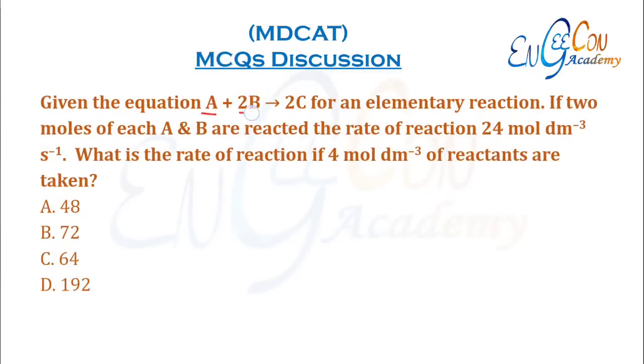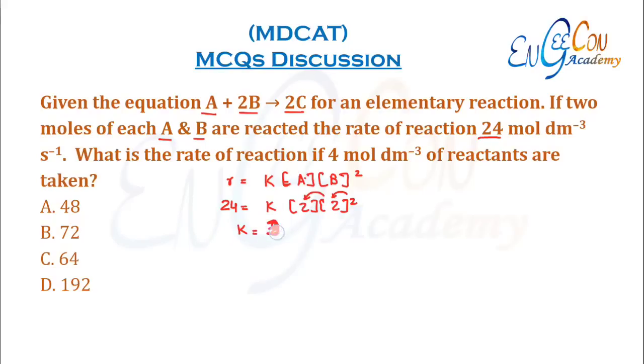Given the equation, A plus 2B forms 2C for an elementary reaction. So for an elementary reaction we can write rate is equal to rate constant into A raised to the power 1, B raised to the power 2. If 2 moles of each A and B are reacted, the rate of reaction is 24. So rate is 24 when 2 moles of each of them are reacted. So 2 square is equal to 4, into 2, 8. So it means that the rate constant is equal to 3.